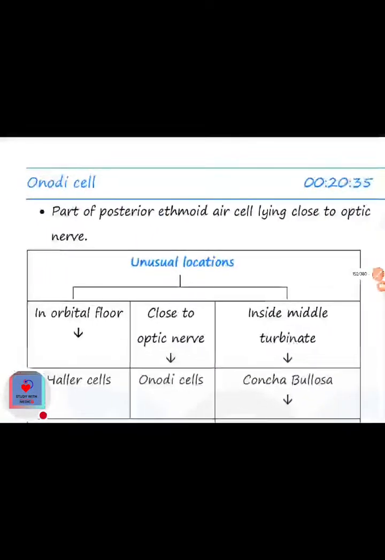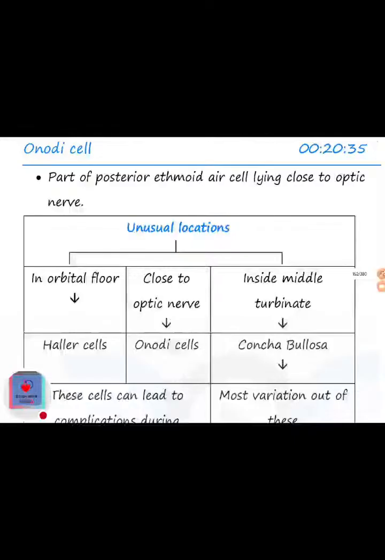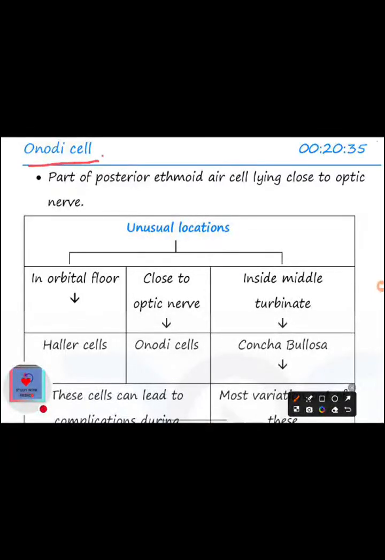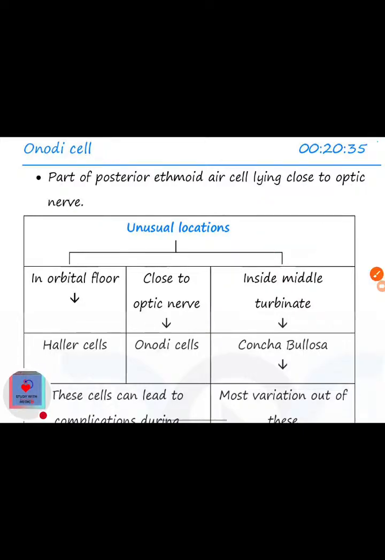Onodi cell: part of posterior ethmoid cell lying close to the optic nerve. So Onodi cell is part of the posterior ethmoid lying close to the optic nerve. Onodi, optic nerve. O means optic nerve of the eye. Onodi is optic. Concha bullosa is middle turbinate.